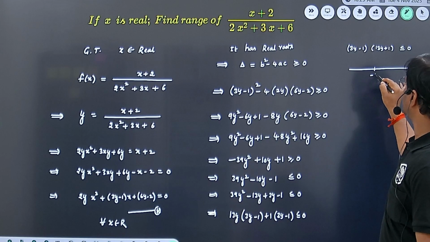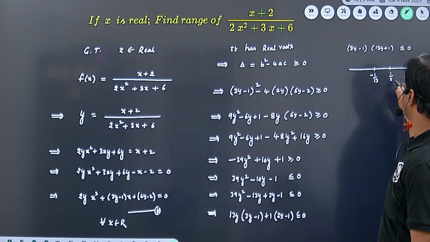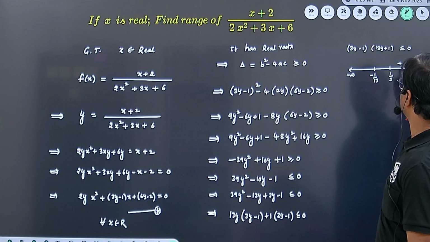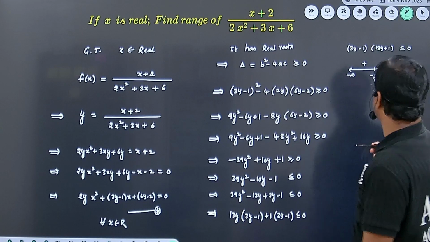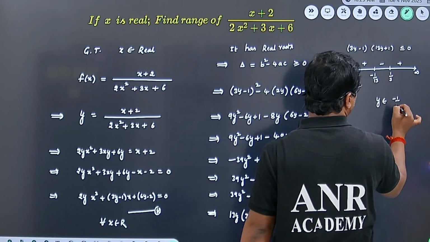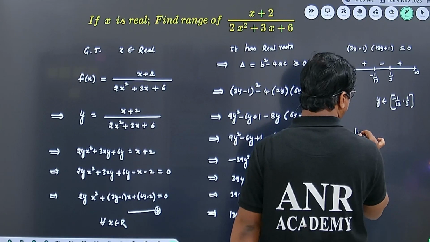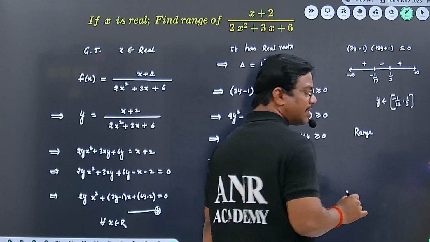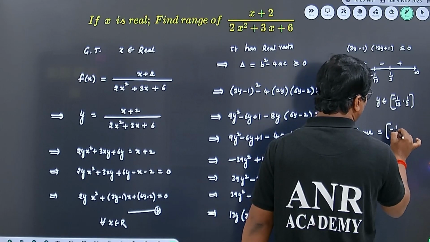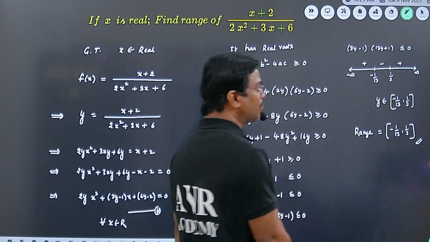And here the roots are minus 1 by 13 and 1 by 3. Here it is infinity, minus infinity, plus minus plus. Using real line method, I can say that y value belongs to (minus 1 by 13, 1 by 3). Therefore, range is set of all output values, so that here the range of the function is (minus 1 by 13, 1 by 3). Let us move to the next question.